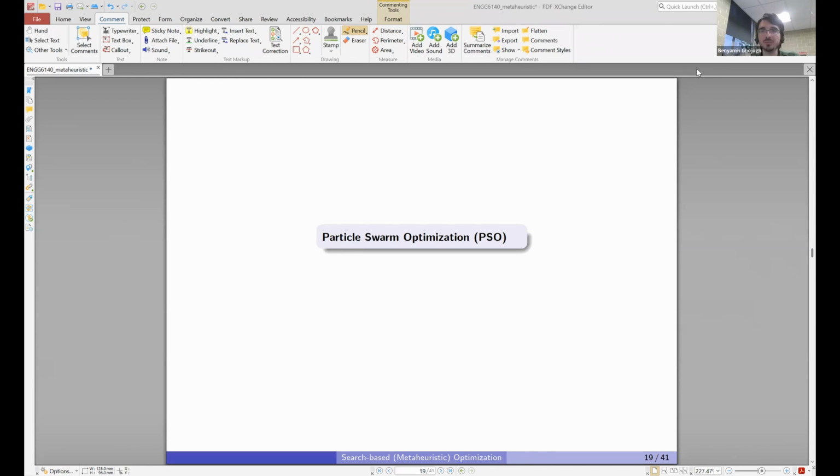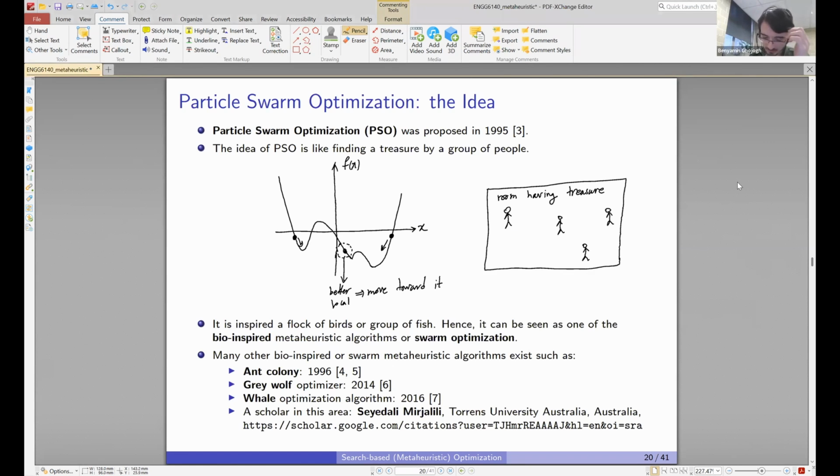Okay, now let's continue with particle swarm optimization. So this is another Metaheuristic optimization algorithm. Its idea is this. Particle swarm optimization was proposed in 1995 in paper 3. Okay, and the idea of PSO is like finding a treasure by a group of people.